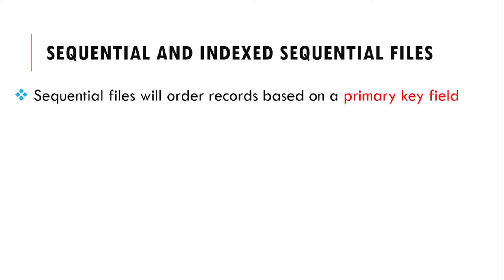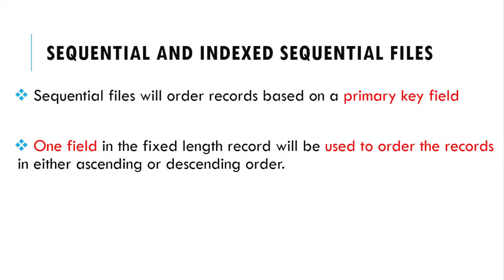So sequential files will order records based on a primary key field. Primary keys are unique, but they are based on a primary key field. One field in the fixed length record will be used to order the records in either ascending or descending order. So one of the data items in the record will be used to sort it. For example, normally we have a booking reference or a user ID, and user IDs might start at 1111. And the next person that gets created will be 1112 and 1113 and 1114. And they would go in order in my file.